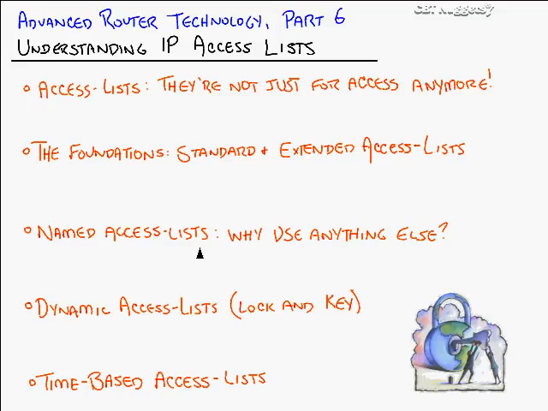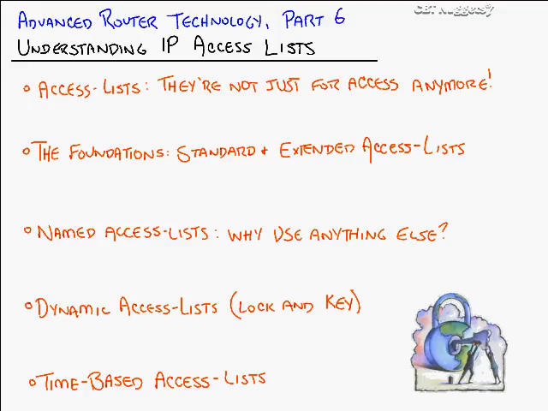Named access lists. And I say, why use anything else? I'm going to show you on a Cisco router just how powerful they've made named access lists in the recent versions of the IOS. They're as flexible as anyone would ever want. There's no more blowing away an entire access list and recreating it just because you can't reorder things and move them around. We'll get into that and talk about why that's true.